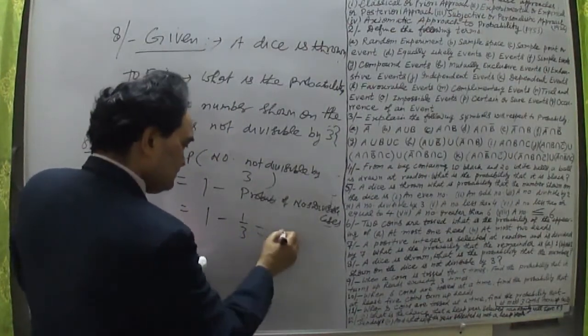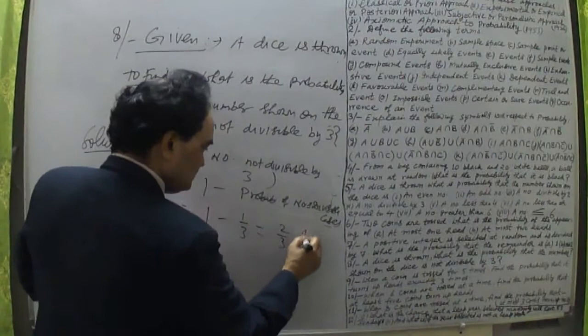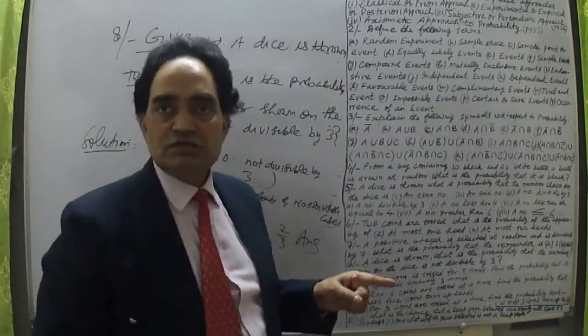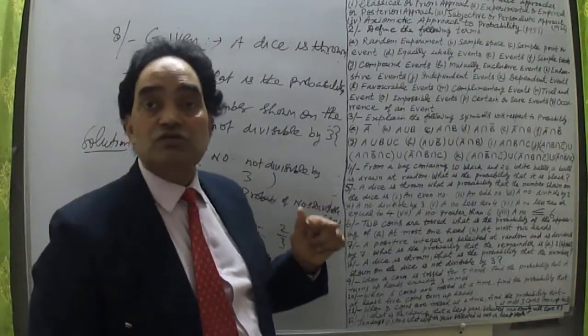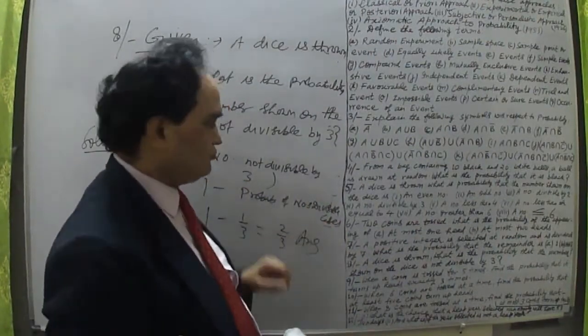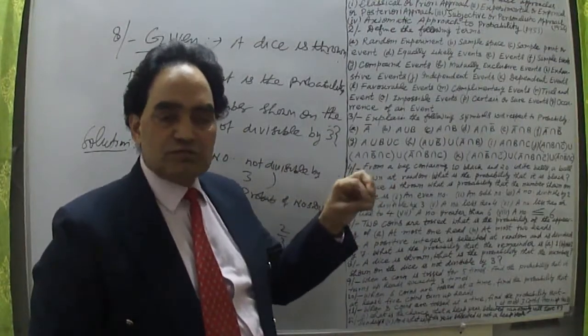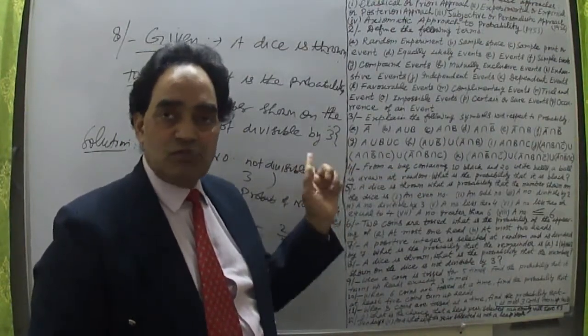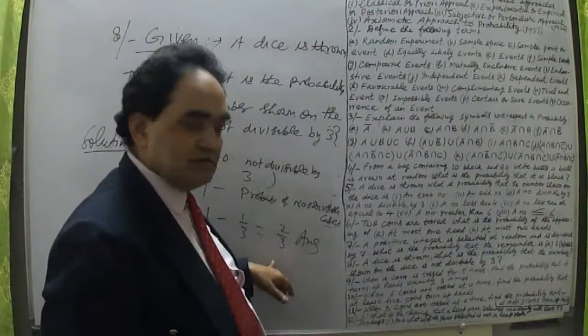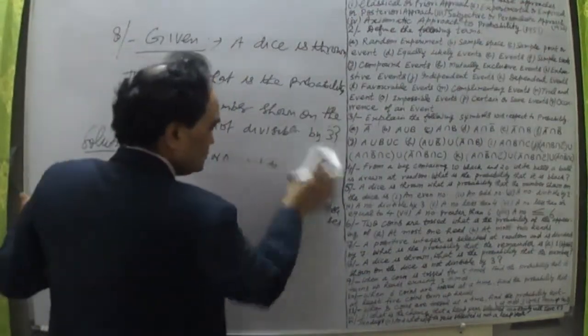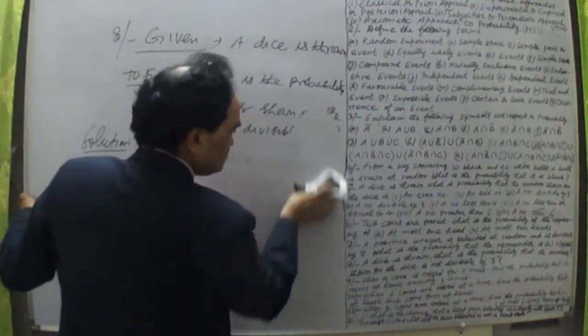Now the difference is 2 by 3. This is the final answer. 2 by 3 is the probability of those numbers shown on the dice which are not divisible by 3. In this way also, we can first calculate the probability of those numbers which are divisible by 3 and subtract it from 1. This we have done here, and it is 2 by 3. So in both ways the answer is 2 by 3. Either way we can solve the question.